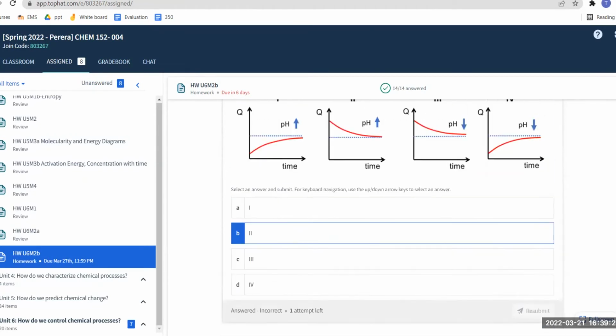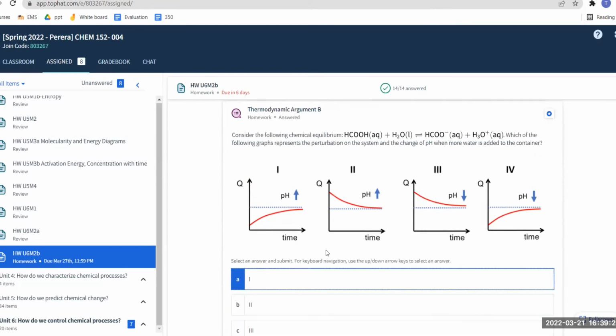Correct. So you said this should be 1. Okay, read the question again. Sometimes the versions change. You gotta be careful. When more water is added, more water added in, and it's still an acid, right? Yeah, okay. Okay, let's see.